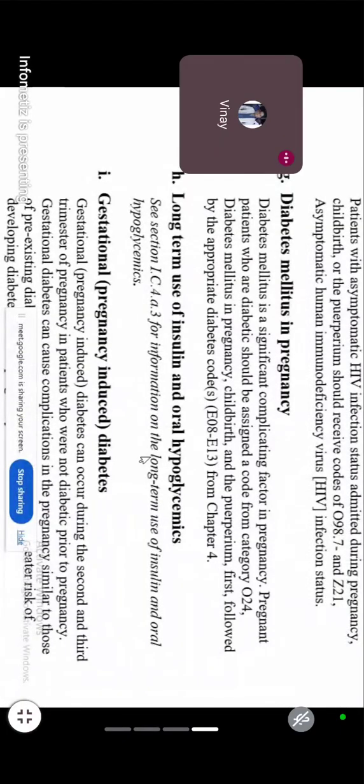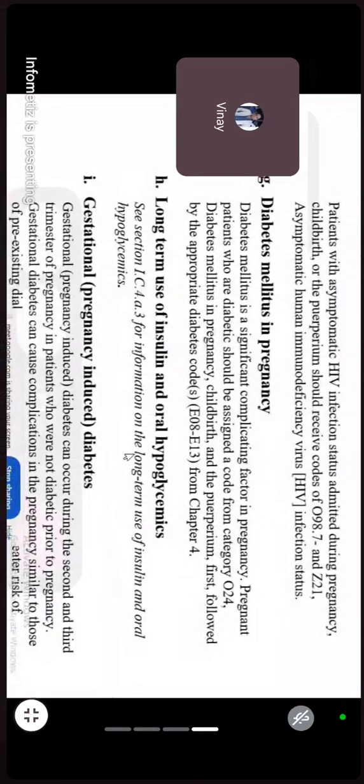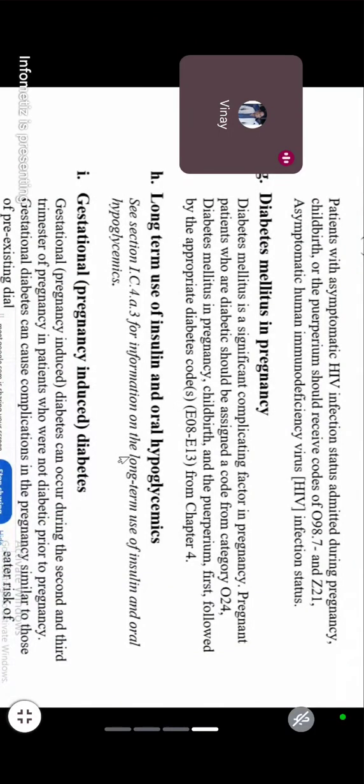Yes, what will it be? Okay, why type 1? Why type 2? Type 1 means it's juvenile, IDDM, right? They should document it as IDDM, then only it's type 1, because it develops at a very early age. Very early means a 5, 7, 8-year-old baby.